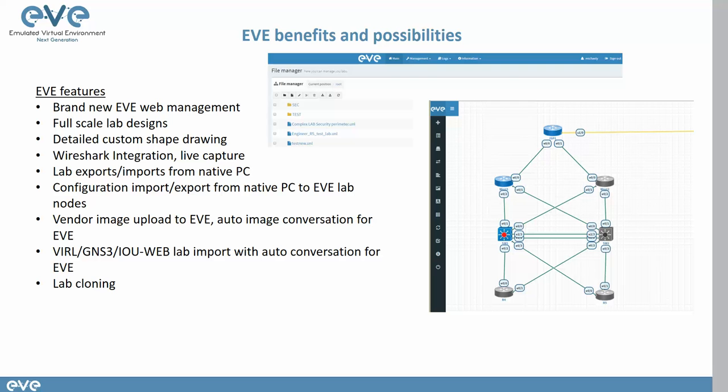Vendor image upload to EVE. That will be an amazing thing. You can download an image as it is from Cisco.com, for example the CSR 1000 router, and you can simply upload it, and EVE will do the necessary things in the conversion process to adapt it and place it in a proper location, ready to run in EVE. And one more very good thing we are expecting to get is importing Wirel, GNS3 and IOU web labs into EVE.